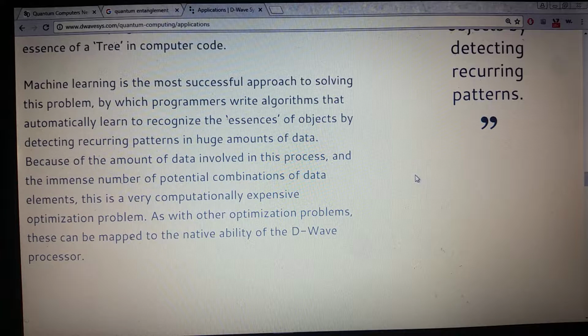Machine learning is the most successful approach to solving this problem, by which programmers write algorithms that automatically learn to recognize the essence of objects by detecting recurring patterns in huge amounts of data. Because of the amount of data involved in this process and the immense number of potential combinations of data elements, this is a very computationally expensive optimization problem. As with other optimization problems, these can be mapped to the native ability of the D-Wave processor.